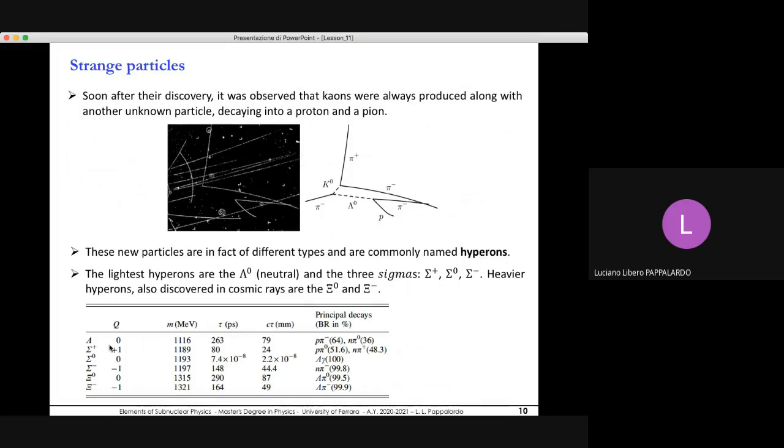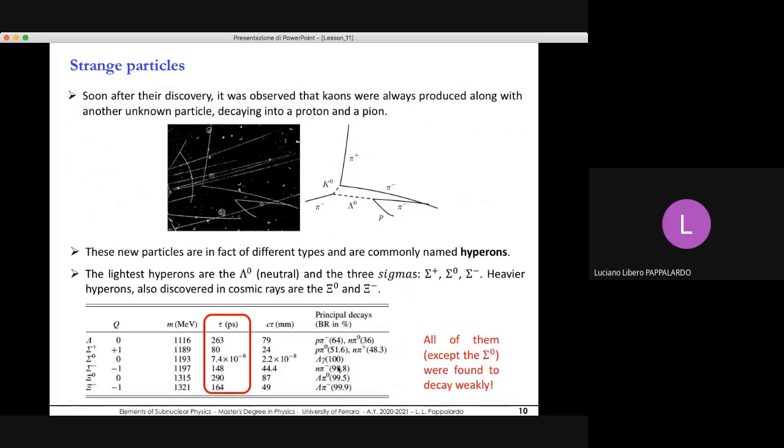Now, this table summarizes more or less the properties of these newly discovered hyperons, with the lambda, the 3 sigma, and the 2 psi. These are the electric charges, these are the masses, which are now, as you see, much heavier than the previous ones, essentially more than double the mass. And then you have the decay time and the principal branching ratio, so the main decays.